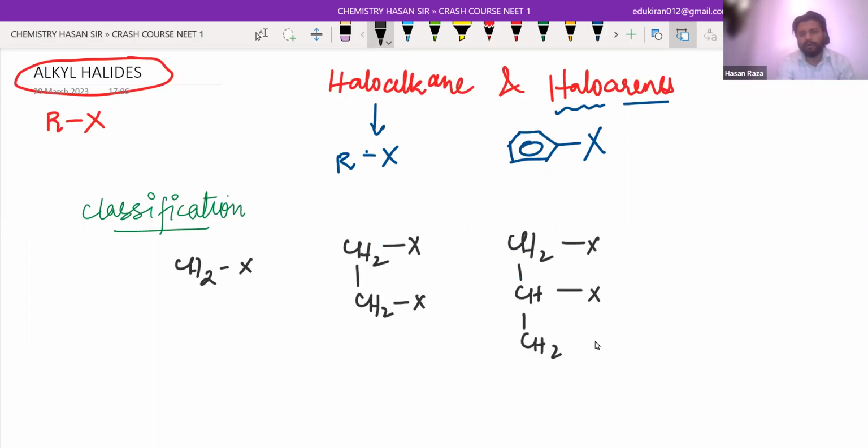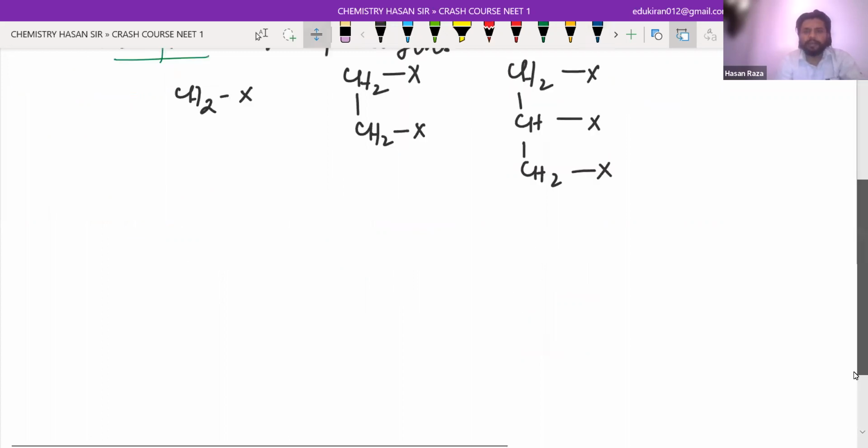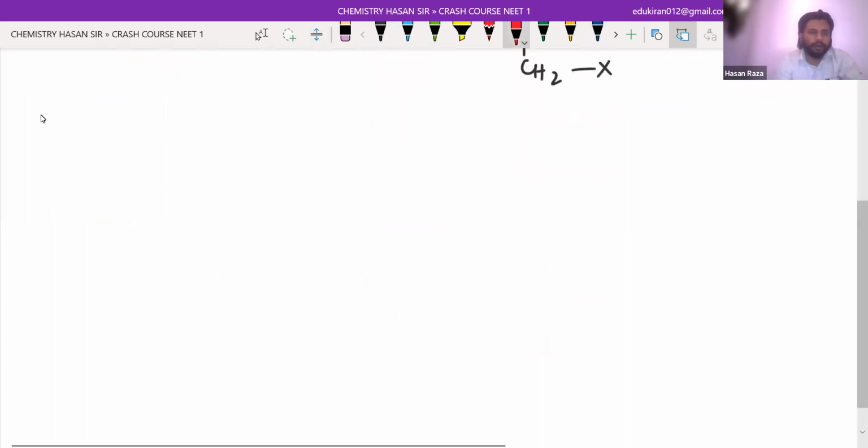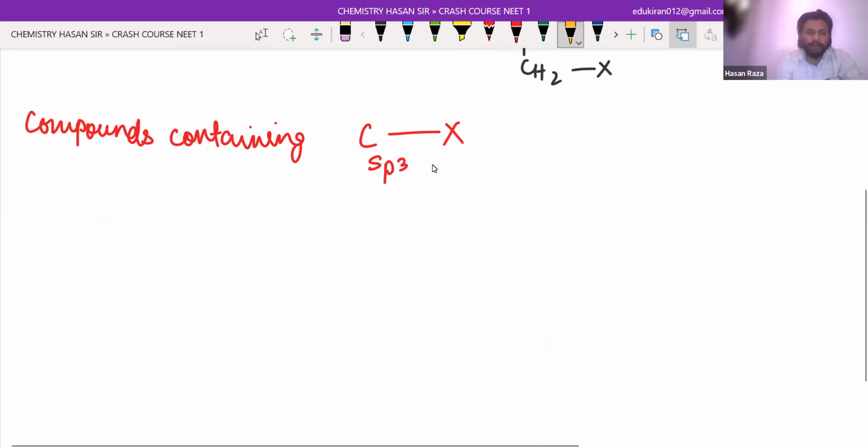And then comes your tetra and so on. So this is the first classification on the basis of number of halogens. Now, if you are going to classify on another basis, that is compounds containing the C-X bond in which carbon is sp3 hybridized.